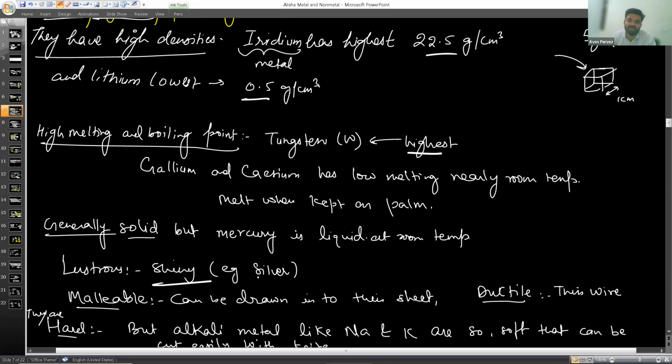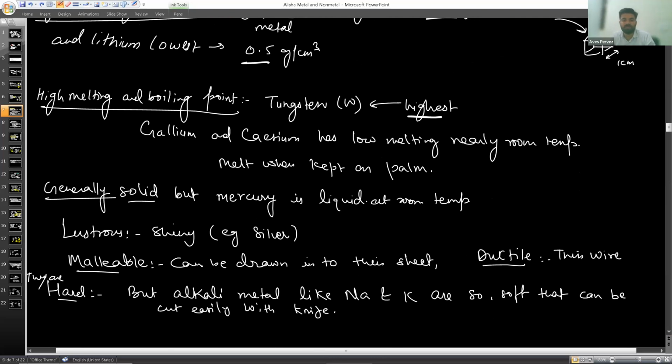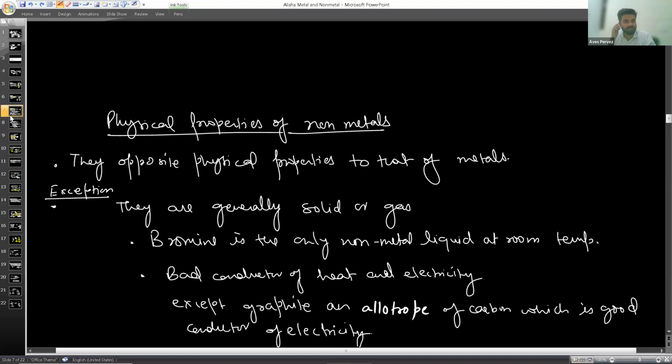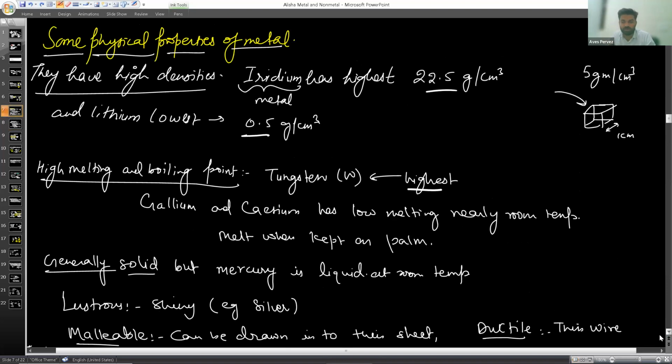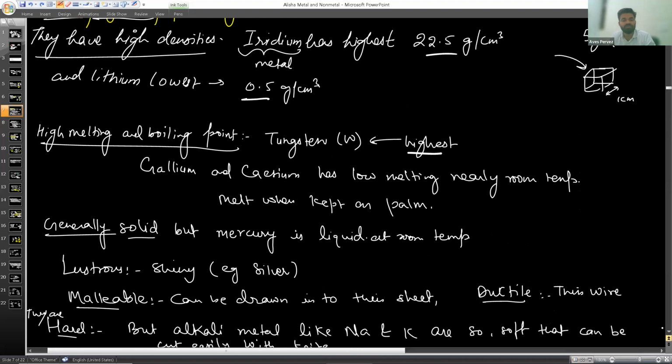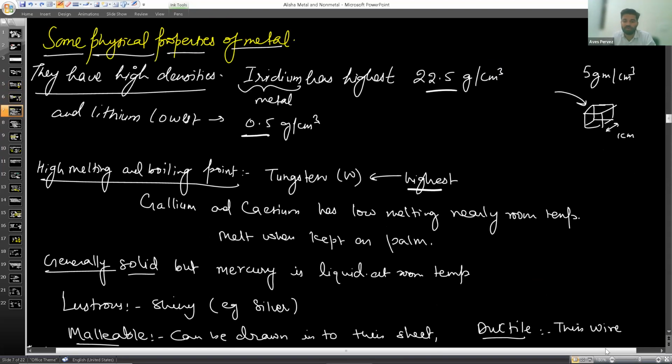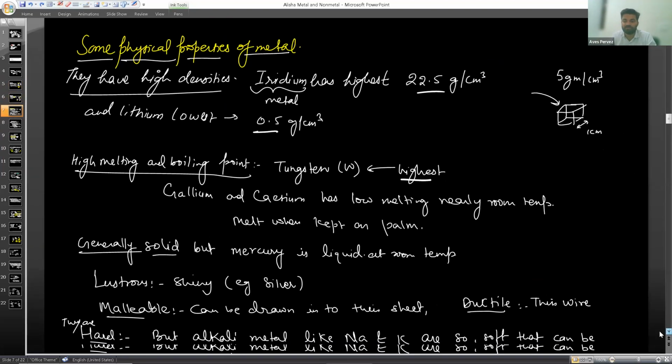Metals are lustrous, shiny, malleable and ductile; they can be drawn into thin sheets. They are hard, but alkali metals like sodium and potassium are so soft that they can be easily cut with a knife. Understood? Malleable means they can be hammered into thin sheets. Gold is the most malleable metal. Understood?